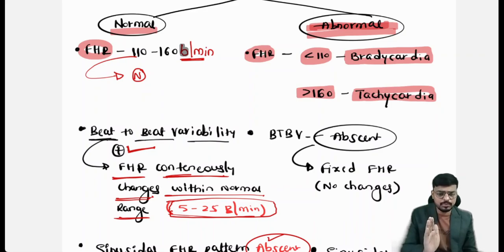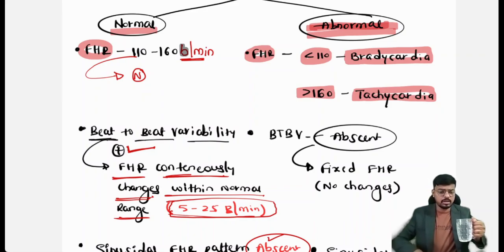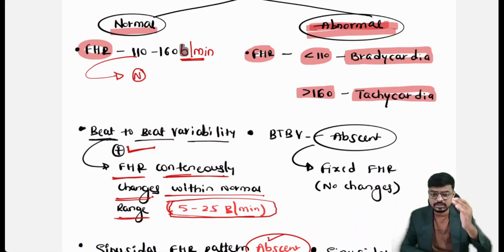So at that time, if any oxytocin is running, that we first need to stop. Then we have to give the sudden left lateral position. Then start oxygen at 8 to 10 liters per minute with a face mask. After that, we need to inform the doctors. The fourth priority is to inform the primary healthcare provider. If bradycardia or tachycardia is happening, that indicates there is fetal hypoxia.